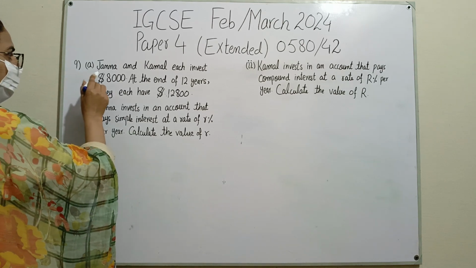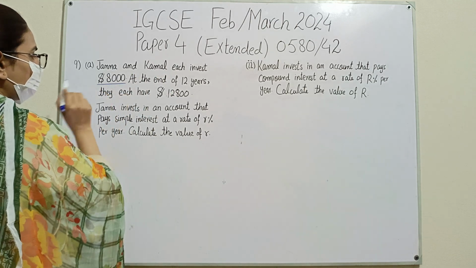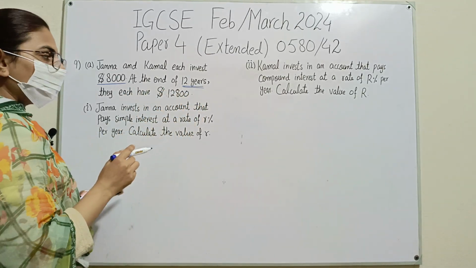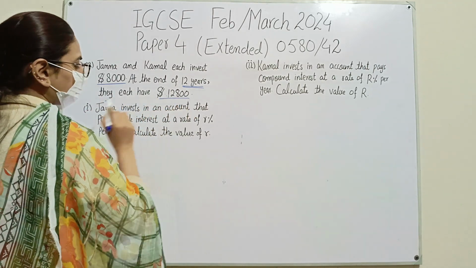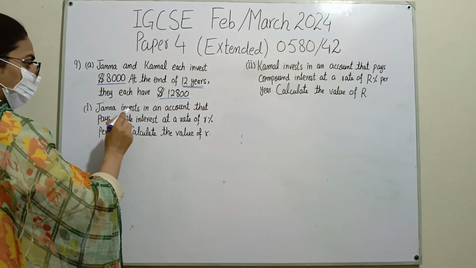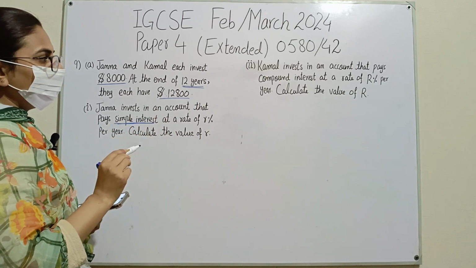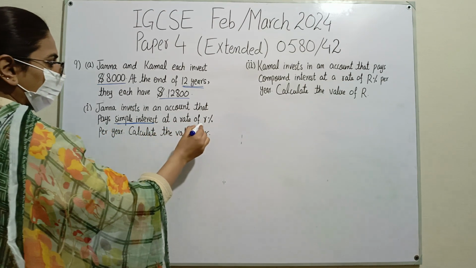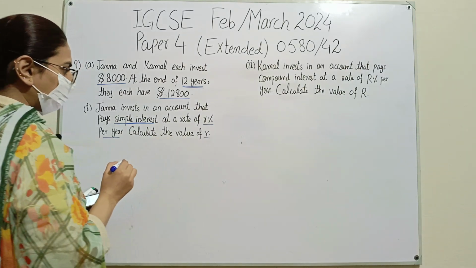In question number 9, part A, Jana and Kamal each invest $8,000. At the end of 12 years, the time taken by them is 12 years, they each have $128,000. What the examiner is asking us to do: Jana invests in an account that pays simple interest. What you have to heed here is the word simple interest, at the rate of R percent per year. Calculate the value of R.